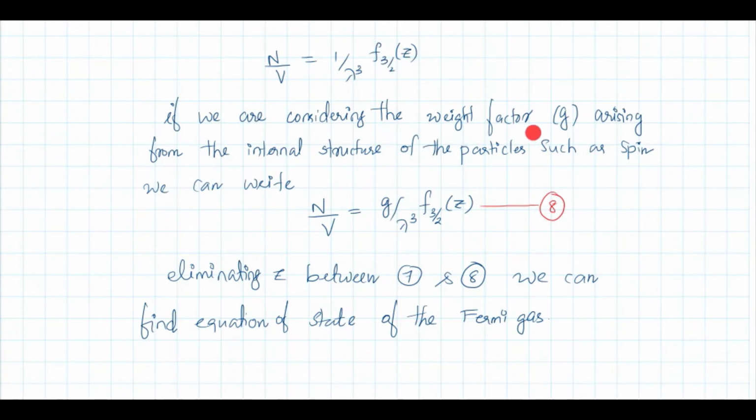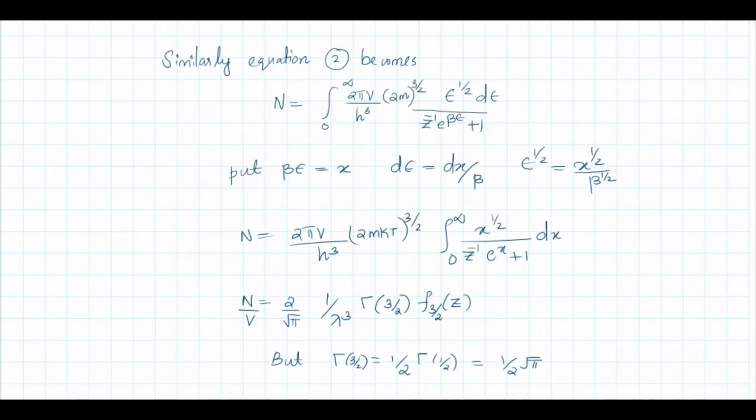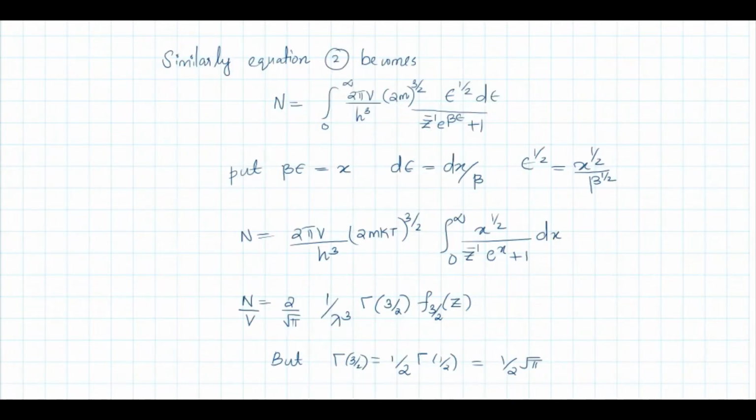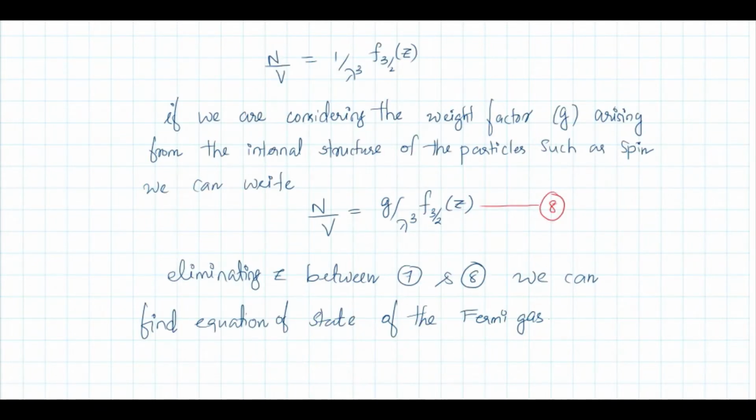Again, we have to consider the weight factor g. So this becomes N by V equal to g by lambda cube f 3 by 2 of z. This is equation number 8. So we have two equations, one for P by kT, which is equation number 7, and another for N by V, which is equation number 8.